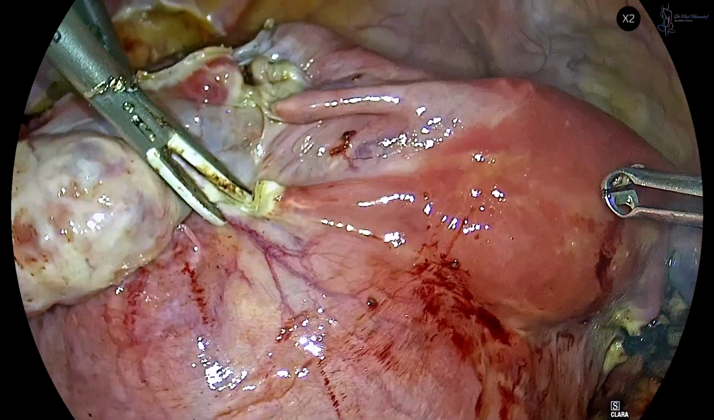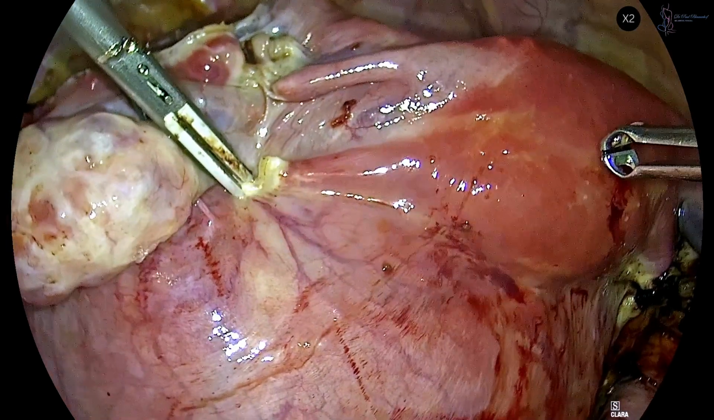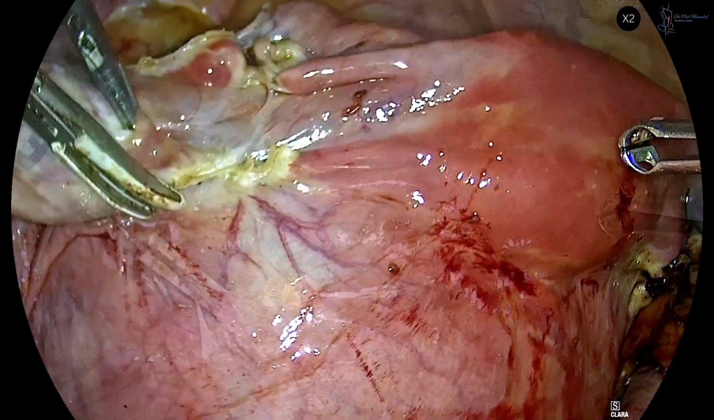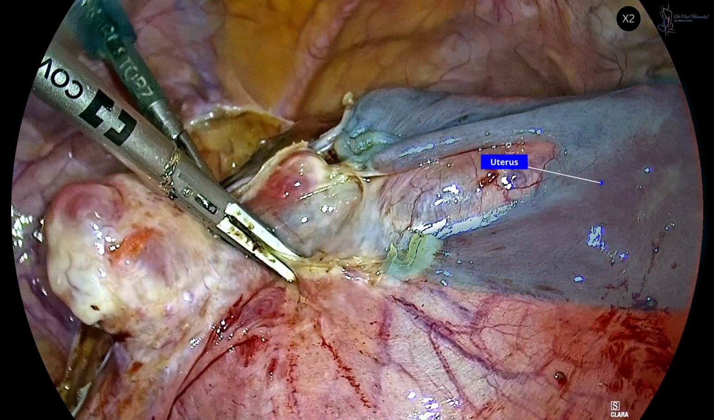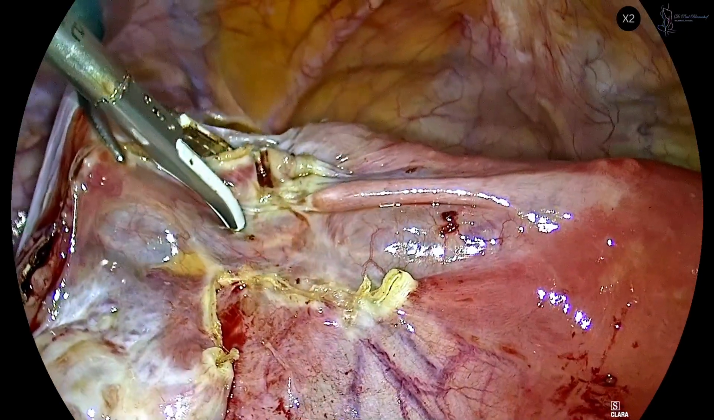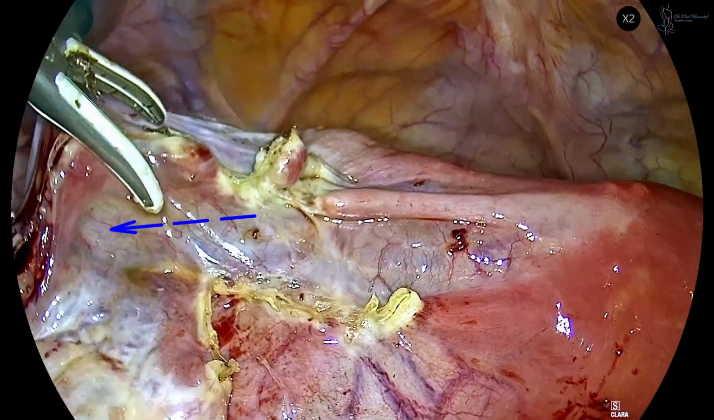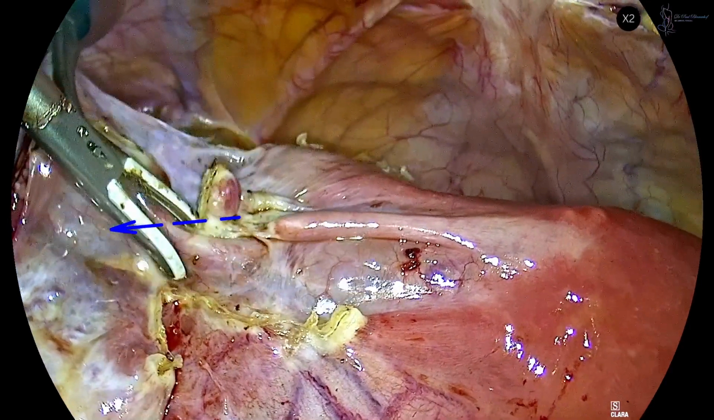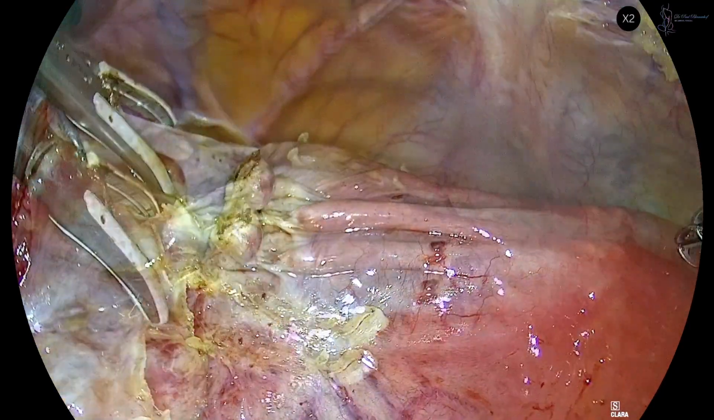Careful dissection of the left adnexa, including the ovary and fallopian tube, was performed to separate it from the uterus. The small uterus is now clearly visible, positioned atop the large myoma, with the left adnexa completely separated from the uterus and reflected laterally toward the pelvic sidewall. The adnexa was then gently mobilized and reflected laterally to improve surgical exposure while preserving vascular integrity and minimizing tissue trauma.